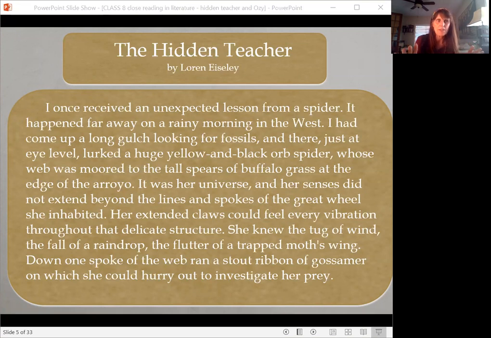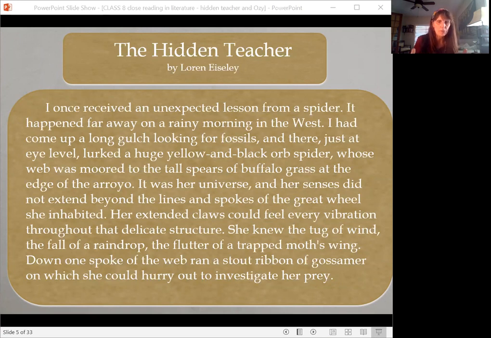So we've got a mist, raininess, a gray, a dullness that's embedded over the story in the West. Where's the West? West of what? What does West connote? Well, if you're in America, the West typically connotes, especially when this was written, adventure, journey, manifest destiny, moving westward, young man, in order to explore. It's an exploration. I had come up a long gulch looking for fossils.